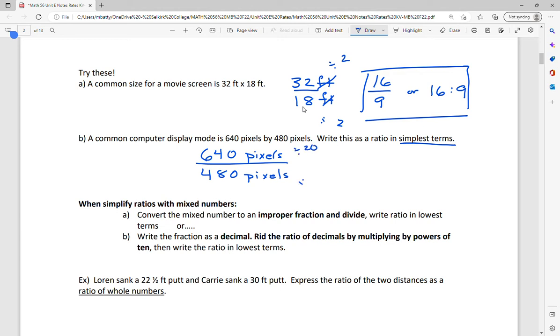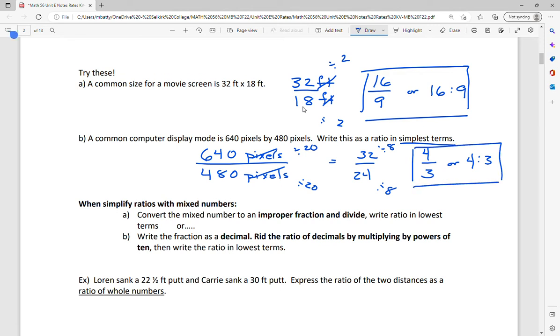I divided both by 20, right? The units are going to cancel because they're the same. And what did I get? I got 32 over 24. And then I divided both by 8. I didn't know that they were both divisible by 160, which is the way we've always done fractions. You can take it little by little, stepwise, right? So it's a 4 to 3 ratio.